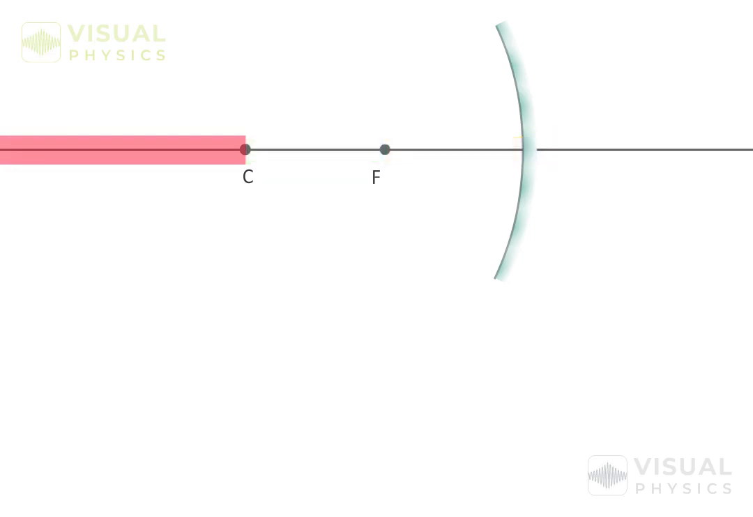This region extends from infinity to the center of curvature. This region is between the center of curvature and focus. This region is between the focus and the pole of mirror. And this region is beyond the pole to the other side till infinity.